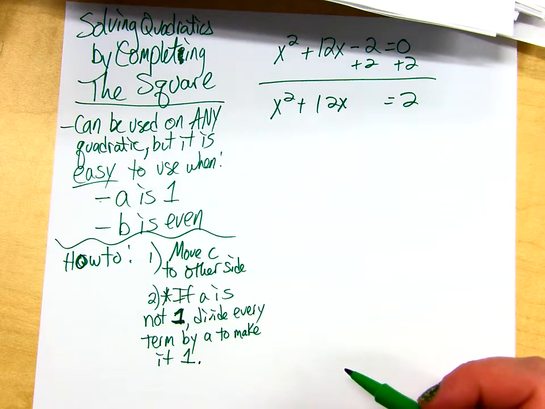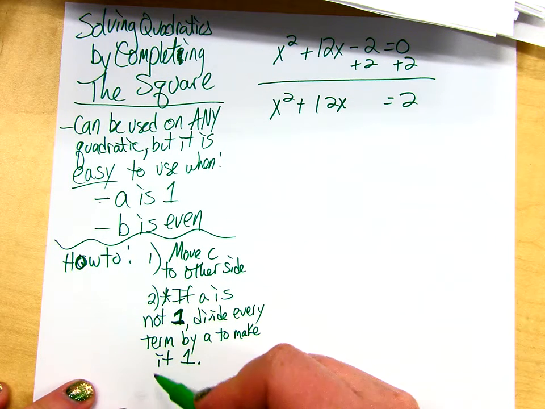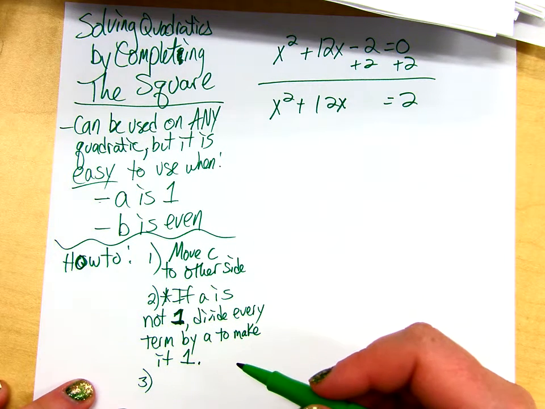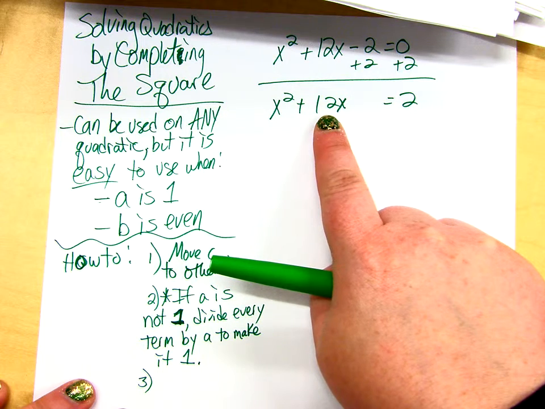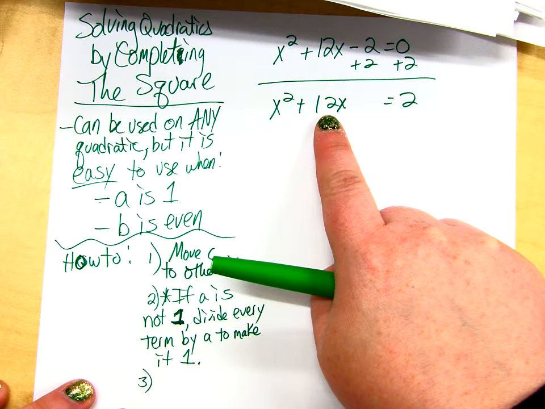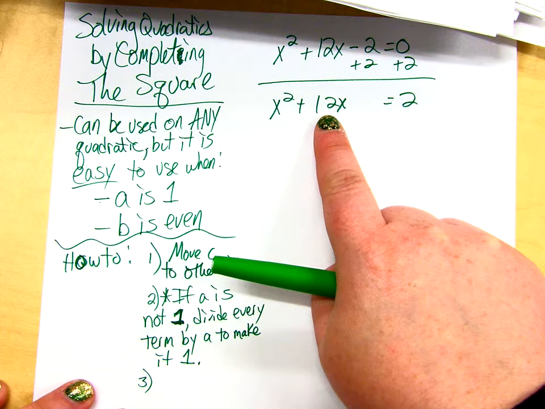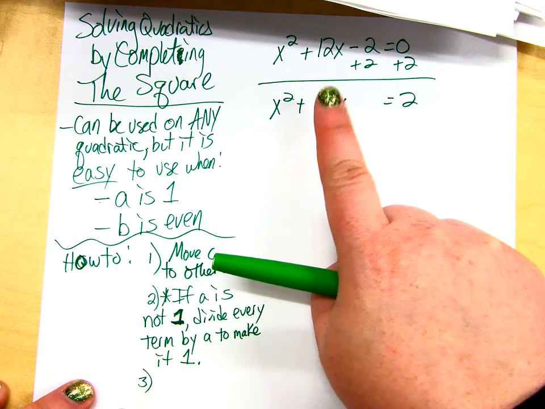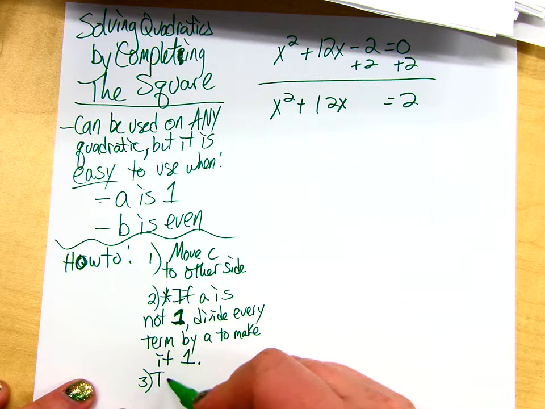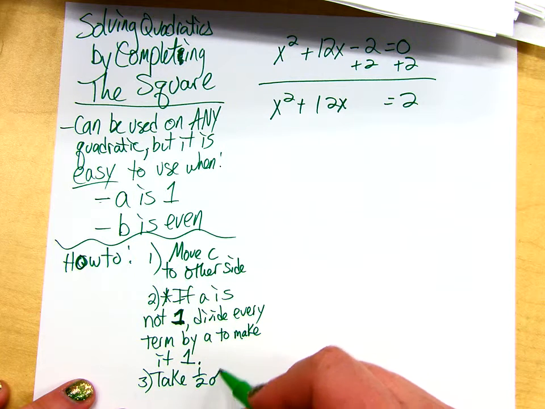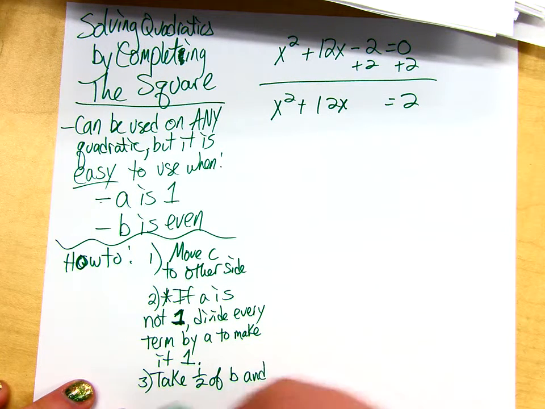All right, lucky for us, we don't have to worry about that. So the next thing we're going to do, and this is where things get a little weird, but you'll see how it all works out in a minute. The next thing you need to do is take half of whatever b is and square it. That gets you this special new number. So what would half of b squared be? Right, 36. That's my new special number. Half of b squared. So you're going to take 1/2 of b and square it.